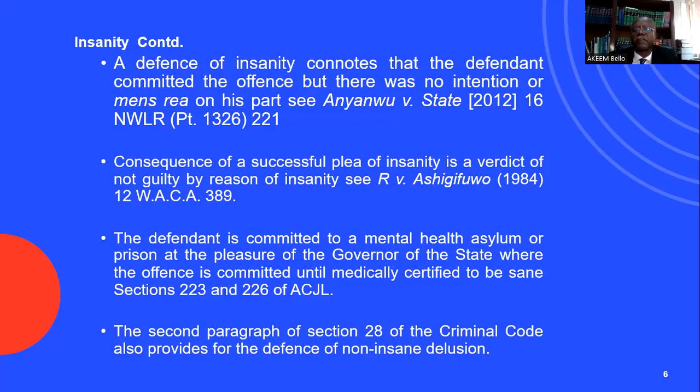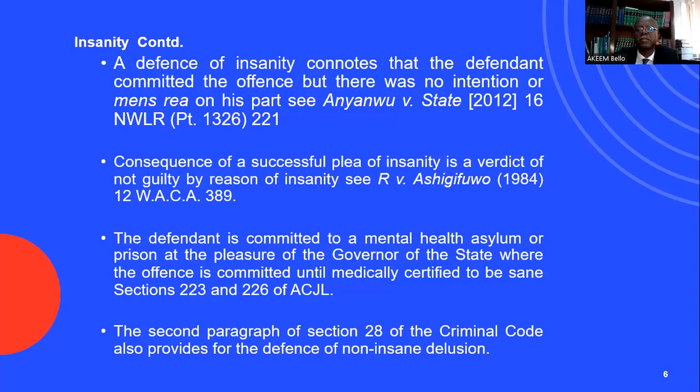The consequence of a successful plea of insanity is a verdict of not guilty by reason of insanity. So where the court finds that the defendant has successfully established a plea of insanity, the court will make a decision that the defendant is not guilty by reason of insanity. You can see the case of R. and Ashi Gifu, 1984, 12 Waka at page 389. The consequence of that verdict is that the defendant is committed to a mental health asylum or prison at the pleasure of the governor of the state where the offense is committed until medically certified to be sane.